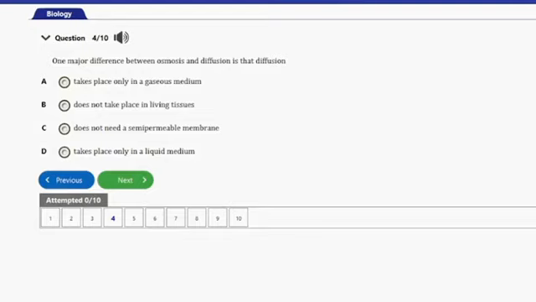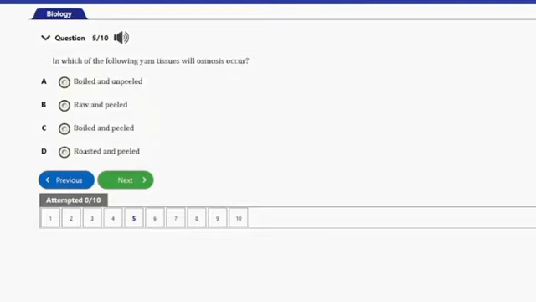But for a phenomenon to be called osmosis, molecules of water have to pass through a semi-permeable membrane. So that's the major difference between diffusion and osmosis. Osmosis requires a semi-permeable membrane, while diffusion does not. And that's it for that question. Let's go ahead and consider the next question, question number 5.